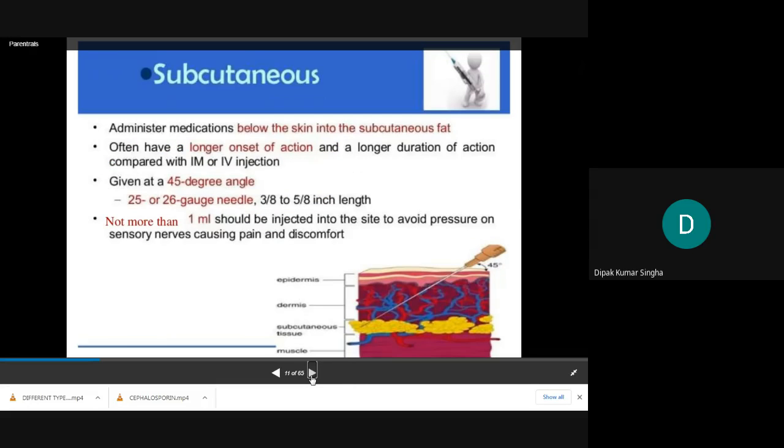Subcutaneous: medication is administered below the skin into the subcutaneous fat, often with a longer onset of action and a longer duration of action compared to IM and IV. It is given at a 45-degree angle with a 25 to 26 gauge needle, 2 inches in length, and generally 1 ml is used. Write this down: insulin is the most used drug for the subcutaneous route.